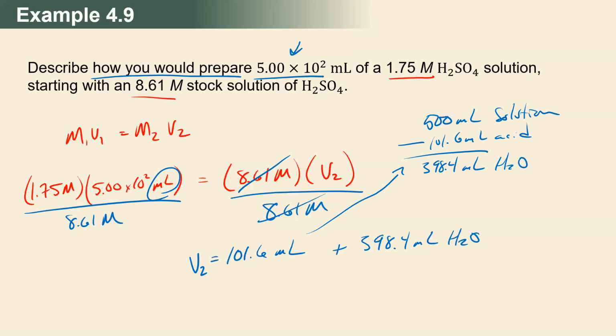Yeah, and really these should all be to 3 sig figs. So, 102 plus 398. Let's not forget our units. A bit of lab safety for you. Which do we add to which? Do we add water to acid or acid to water? Add the acid to the water. That's right.